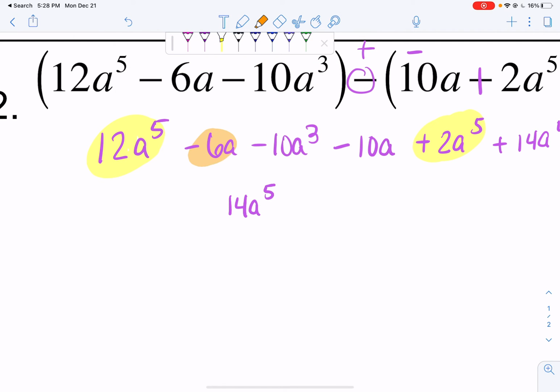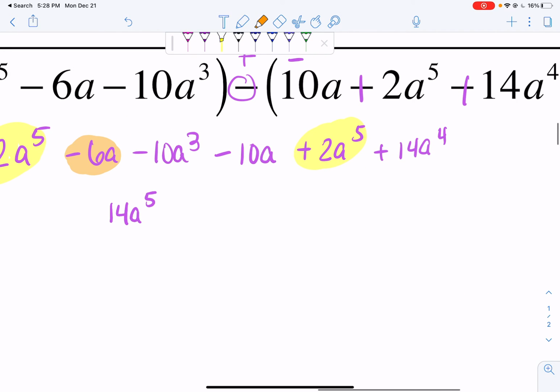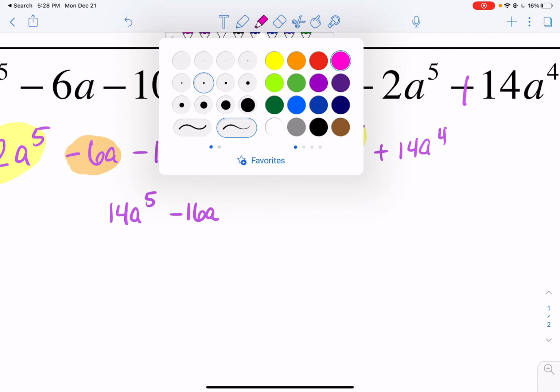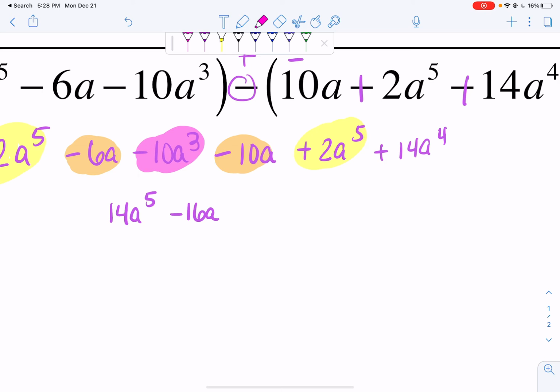What can I combine with minus 6a? I can combine it with negative 10a, or minus 10a. A negative 6a and a negative 10a will give me a negative 16a. Then last but not least, I have my minus 10a cubed plus 14a to the 4th.